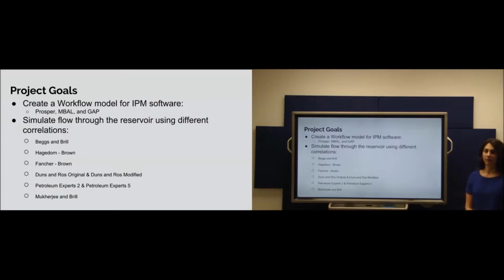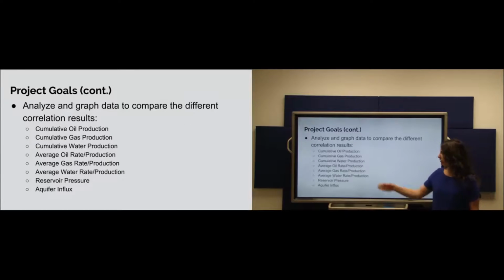A few of our goals this semester have been to first create a workflow model using the IPM software. We use Prosper, MBAL, and GAP. Once we learn how to navigate those, we then use different flow correlations to test different reservoir qualities. We measured different scenarios such as cumulative oil production, gas and water production, average oil rate and production, reservoir pressure, and aquifer influx for each of the reservoirs and with the different correlations.